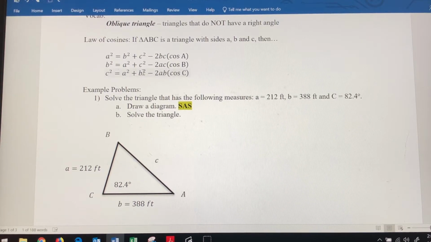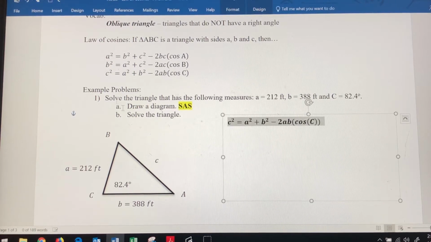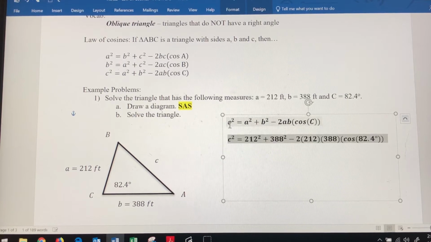So we're going to choose this equation because three of those values are known, and that's going to allow us to solve for C, which is our unknown. So we have to solve for side C first. Let's plug in the values we know. For A and B, we're going to plug in 212 and 388. We do that in two locations for the A value, and the B value, 388, here and here. For angle C, we plug in the angle measure 82.4 degrees.